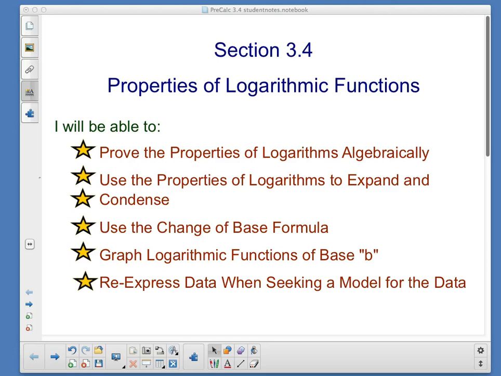We've got section 3.4 today, day one, properties of log functions. You'll be able to prove properties of logarithms algebraically, and use the properties of logarithms to expand and condense.